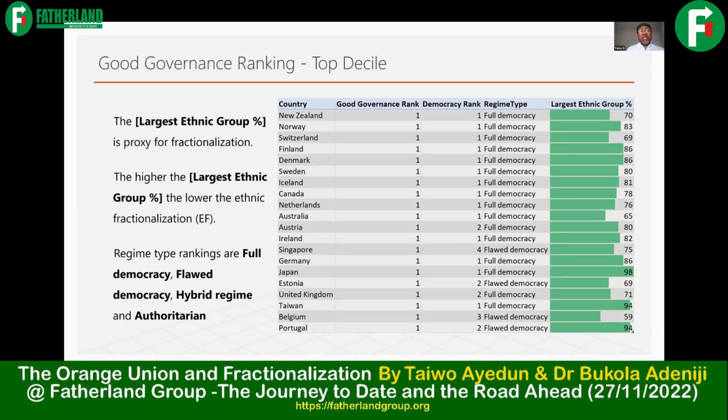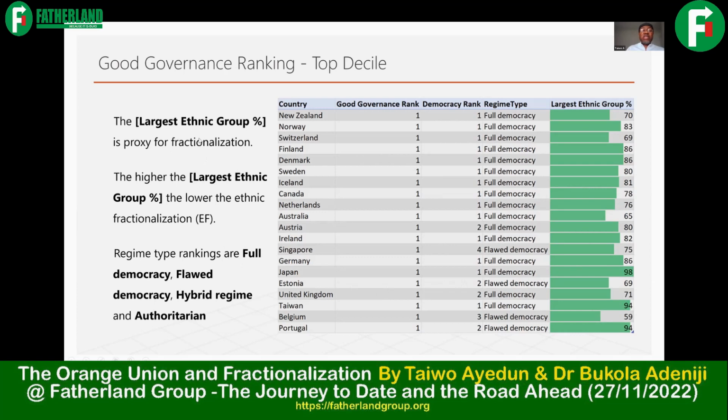We essentially divided the 200 countries by 10 to get the first decile ranking. So this is the first decile of that ranking. We see all of these countries: New Zealand, Norway, Switzerland, Finland, Denmark, Sweden, Iceland, Canada, Netherlands, Australia, Austria, Ireland, Singapore, Germany, Japan, Estonia, United Kingdom, Taiwan, Belgium, and Portugal.